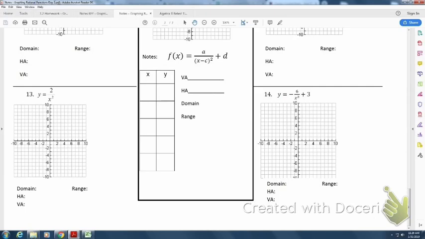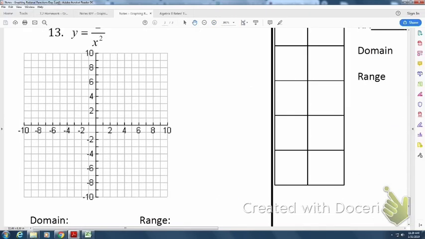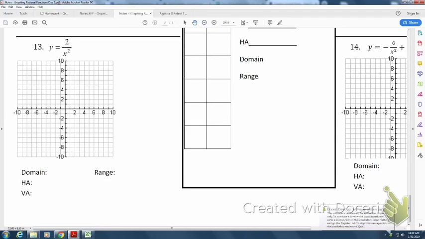Let me zoom into this one real quick. Okay, so on this one, let's get all the basic stuff on here. It doesn't move left or right. It doesn't move up or down. So there is your horizontal asymptote, your vertical asymptote, and then your domain and range.